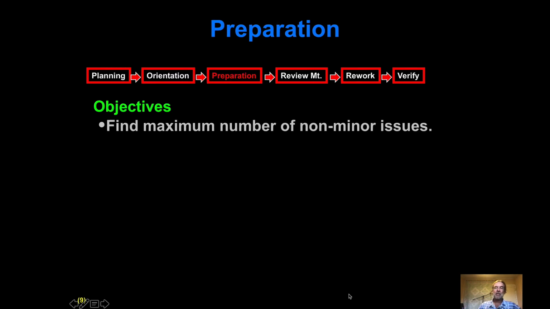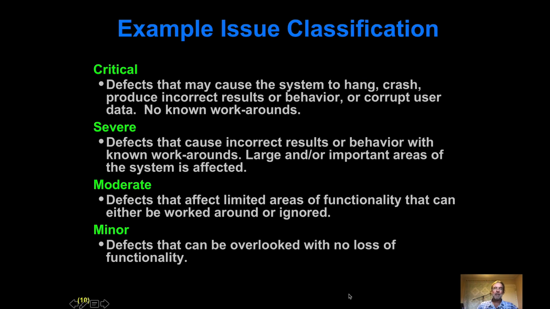Then the preparation phase starts. Each developer works independently, trying to find the maximum number of non-minor issues, and these issues are typically classified as critical, severe, moderate, or minor. There can be other classifications, but the point is that you don't care about minor defects in software review. In fact, in any review, you really don't care about the minor defects. You really want to find the moderate, severe, and critical ones.